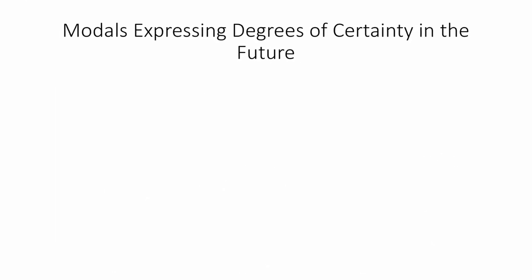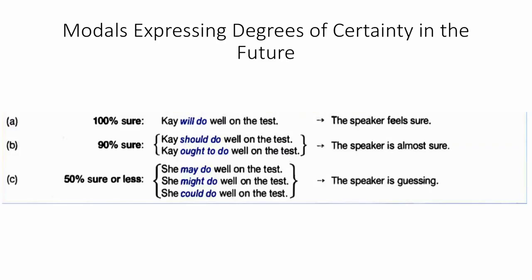We continue with the next chart, modals expressing degrees of certainty in the future. Now, the degrees we can have for the future, we can have 100% sure. Same thing as we have said with the previous charts. We simply take whatever verb we have and put will. We conjugate it into the future simple. K will do well on the tests, because the speaker feels 100% sure, because of some reason. So K will do well on the test.